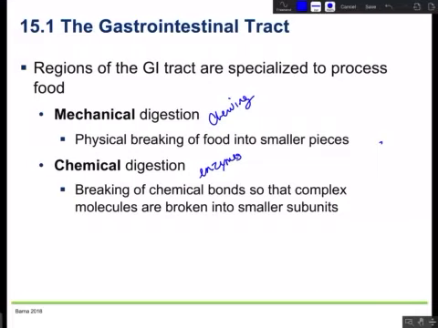It's going to break down proteins into amino acids. It's going to break down nucleic acids into their individual nucleotide counterparts. It's going to break down lipids, such as triglycerides, into their individual glycerol and free fatty acids.